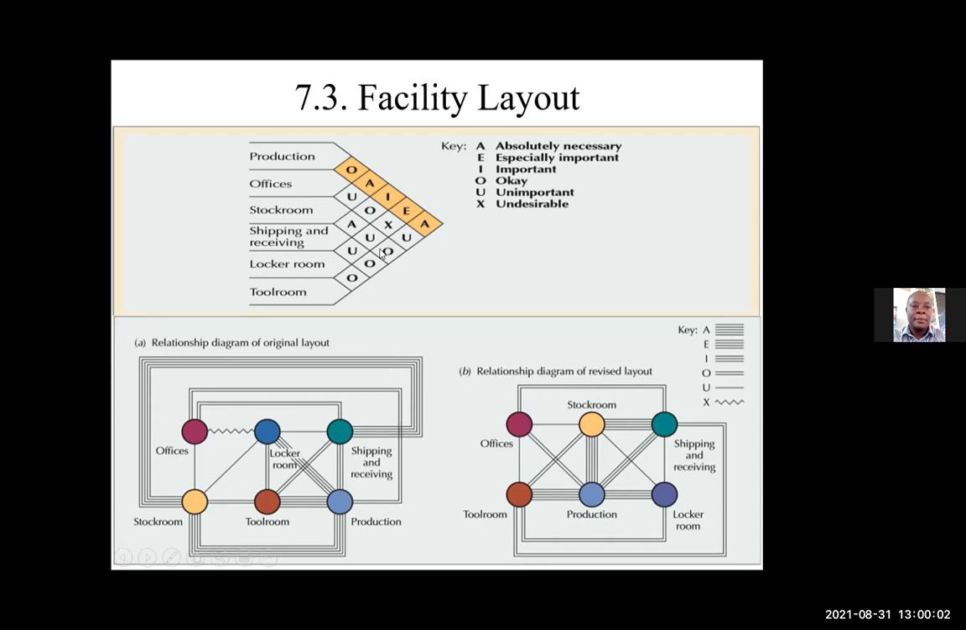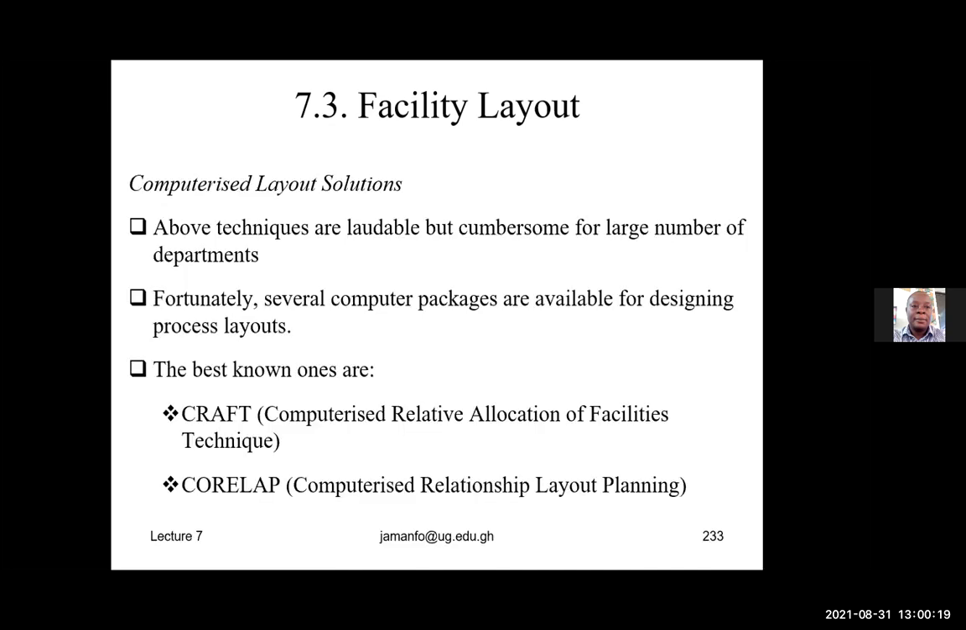Okay. And again, we use the relationship diagramming when we don't have quantitative data. If you have quantitative data, instead of relationship diagramming, you rather do block diagramming. Okay. So these days there are computerized solutions. You can key in the data into computer software. And a typical example is CRAFT or CORELAP. And it will put up the design for you rather than struggling with what we are doing here. The computer systems are there to help you do the location layout, okay?